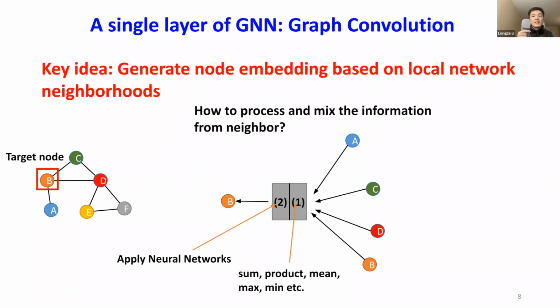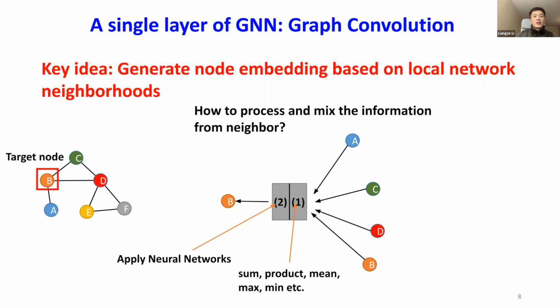For the input features A, C, D, and B in this network, we can do some sort of ordinary operation, which is going to be either adding them up or taking the product, or even taking some hyper-statistic like the mean or the max or min, etc., right? So that we have some sort of primary or primitive combination of these features.